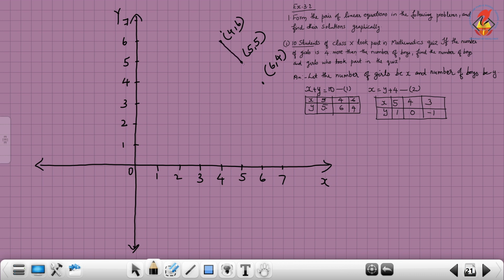You should draw it and extend it. You will get one line. This line represents X plus Y equal to 10. Next, X is equal to Y plus 4.